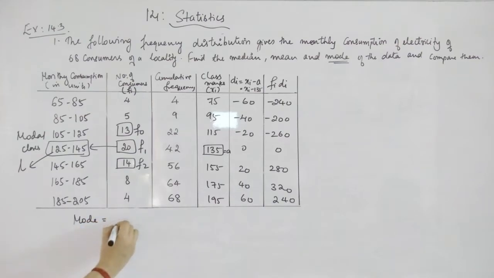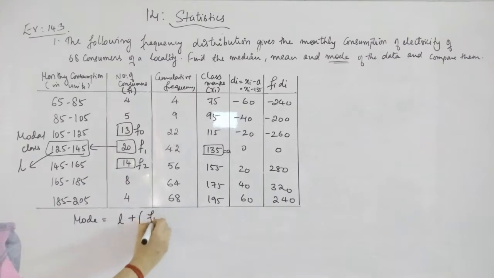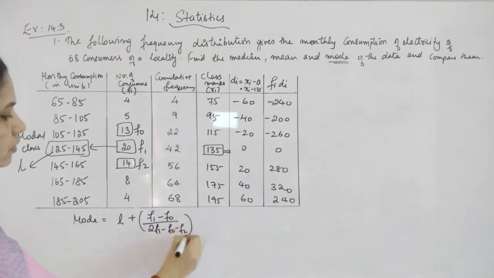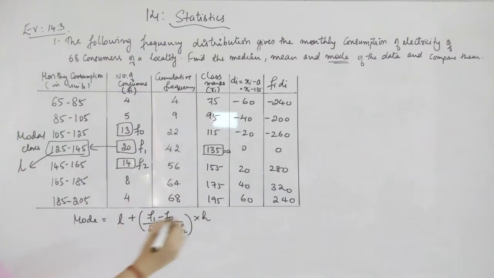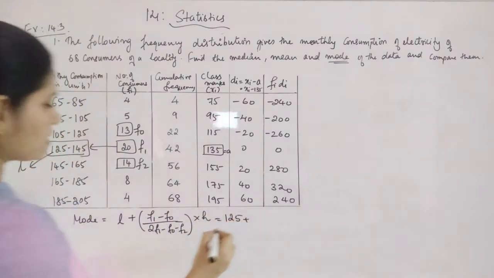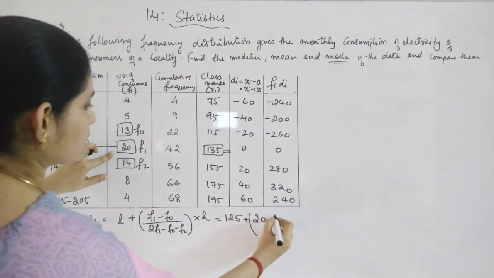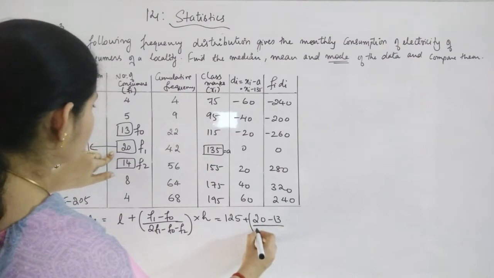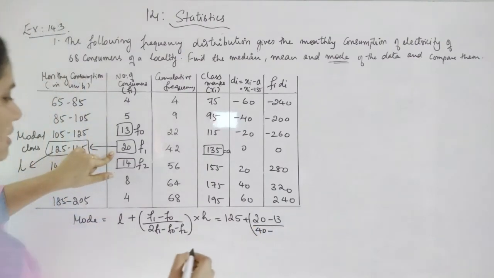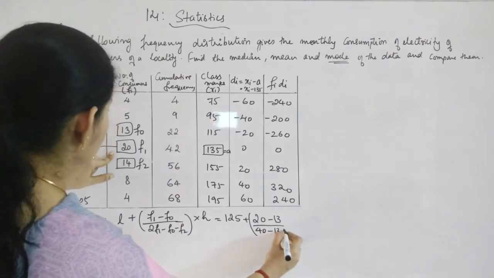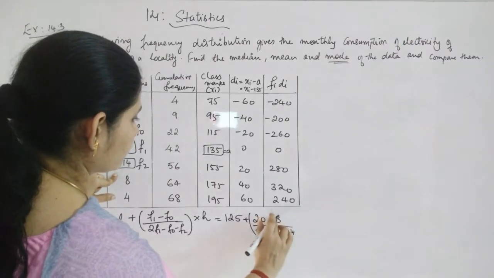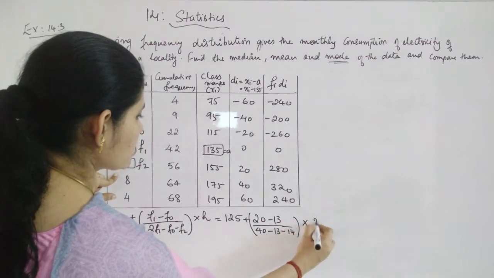Okay, so now we will just use the formula for mode. Mode is equal to L plus F1 minus F0 divided by 2F1 minus F0 minus F2 into H. Replacing the values, what is L? 125 plus F1, 20, minus F0, 13, divided by 2F1, 2 into 20, which is 40, minus F0, 13, minus F2, 14, into, what is H? 20 again.